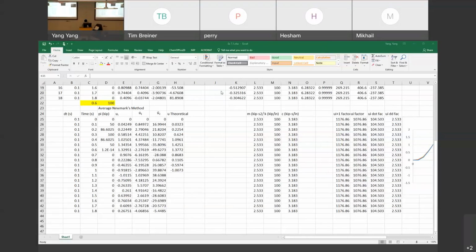Do you see cooler and hammer? Okay, and number one, numerical method.